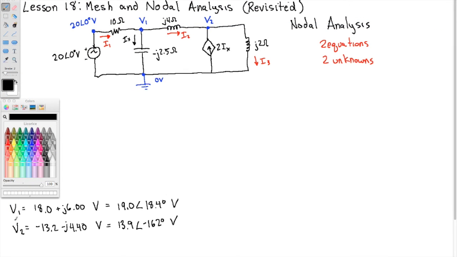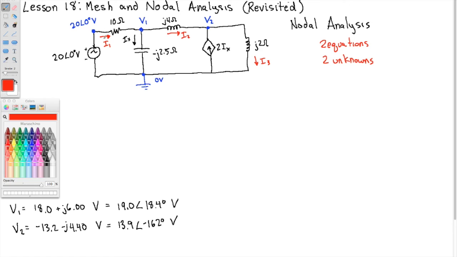From Matlab, I've written down the results here. V1 is 18.0 plus J6 volts, or 19 angle 18.4 degrees. V2 is minus 13.2 minus J4.4 volts, or 13.9 angle negative 162 degrees volts. So now we have all of the voltages in the circuit. Now let's talk about the currents.